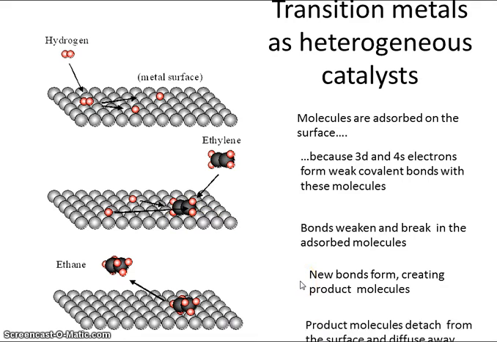And finally, of course, those product molecules have to be able to detach from the surface, break the covalent bonds, and diffuse away. If that didn't happen, then there would not be any metal surface available for new molecules to form, and the catalytic process would stop. So all of those stages are vitally important in the mechanism of heterogeneous catalysis. It is possible that you may need to be able to describe the whole sequence of processes there, but the main thing to focus on probably are these first two, the fact that molecules have to be adsorbed onto the surface, and that adsorption happens because of the role of those 3d and 4s electrons.